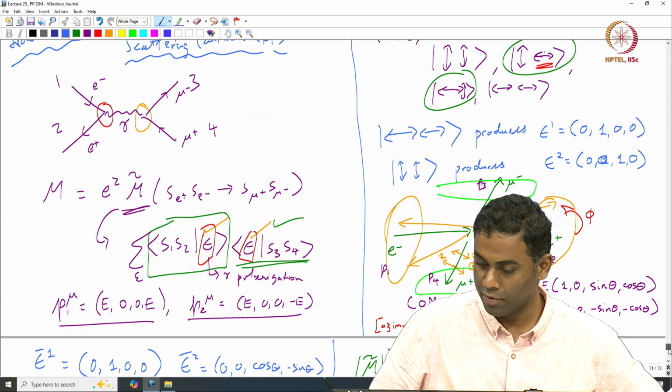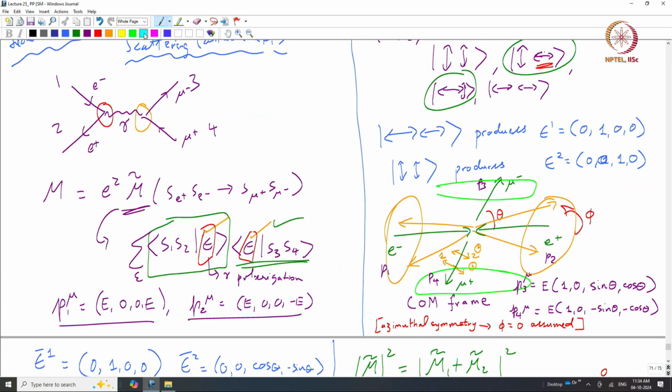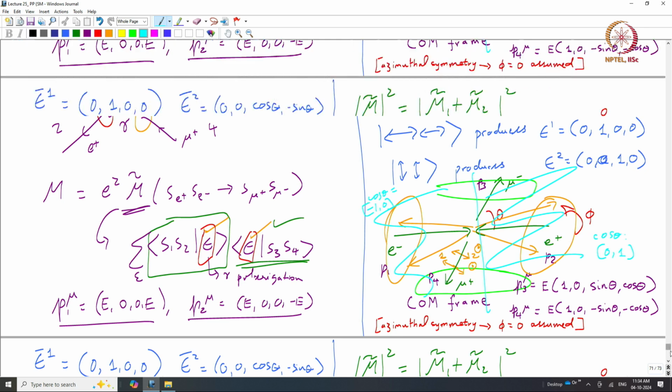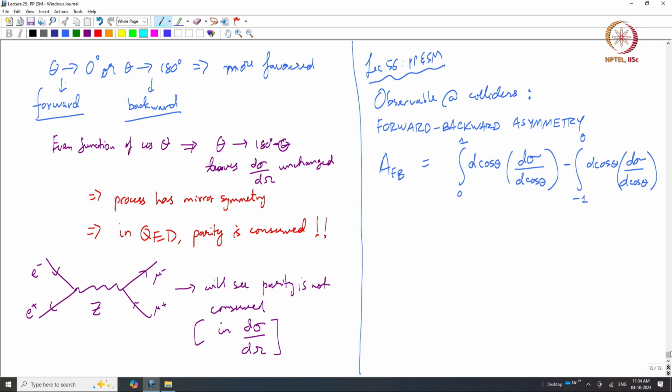That is clear, again from this picture. All of this is cos theta from 0 to 1, and all of this is cos theta from -1 to 0. That is literally what I am doing. I am taking events from the forward direction and subtracting from that events in the backward direction.